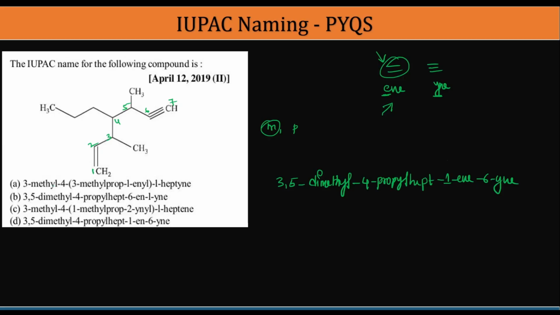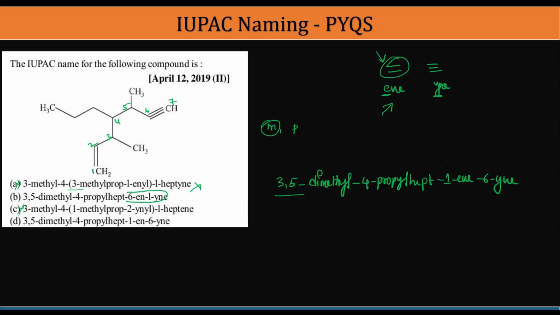So let's check the options. Here they have mentioned a bracket. Why I don't like this is, anyway, it's wrong. They have mentioned 3 methyl, but it is not 3 methyl. It is 3 comma 5 dimethyl. So you can eliminate these two options, and in this option, dimethyl 4 propyl hept.